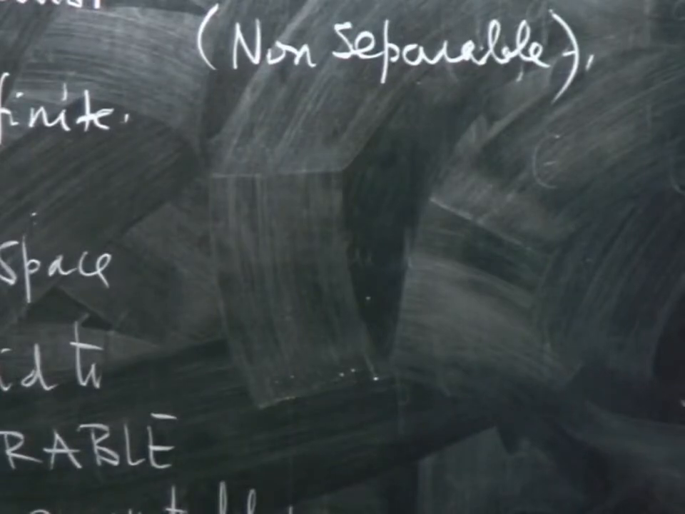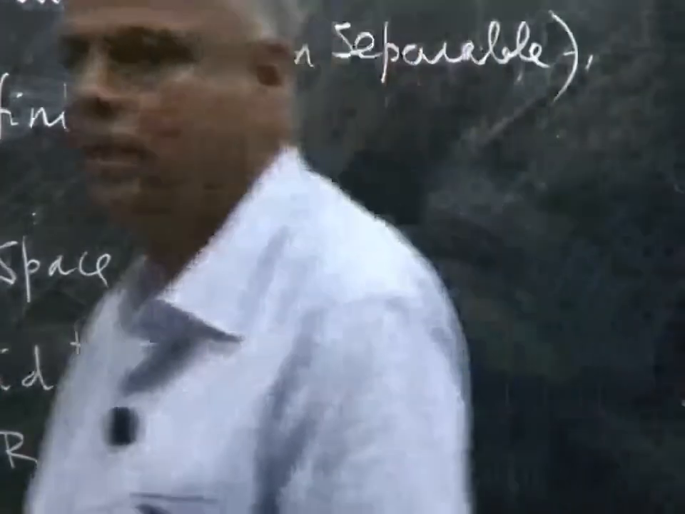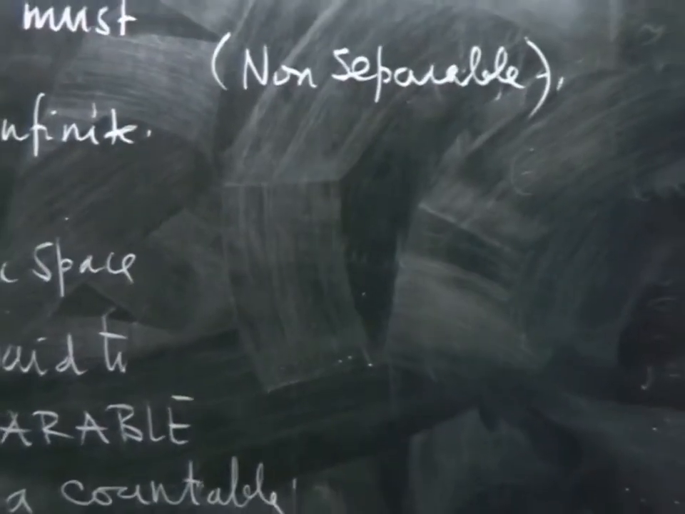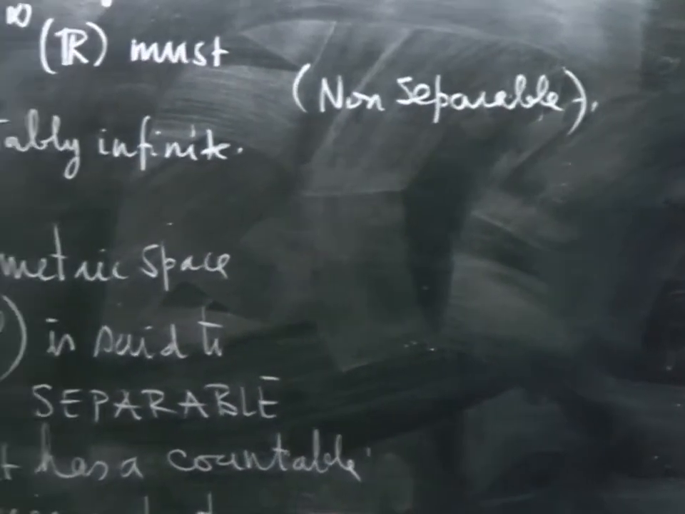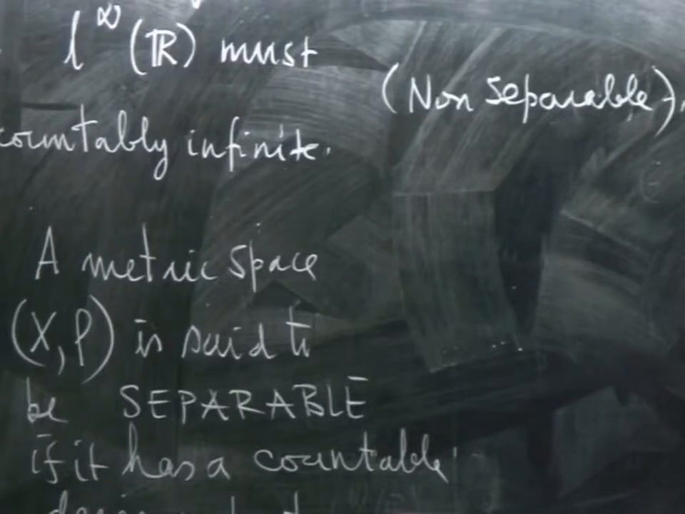Nice things can be done in separable metric spaces. We will see why that separability is important. Even with separability, there are many things that we cannot do.